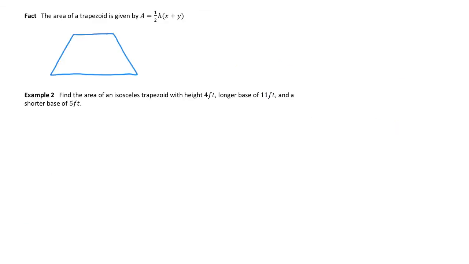For our last example, we're going to use another formula, and that is the area of a trapezoid, which is given by this. The area is equal to 1/2 the height times the quantity x plus y. And down here I've drawn a trapezoid. I'll label what these variables are in my picture. When we talk about the height, we mean that vertical distance, the distance at a right angle from the bottom to the top. So I'm going to call that h.